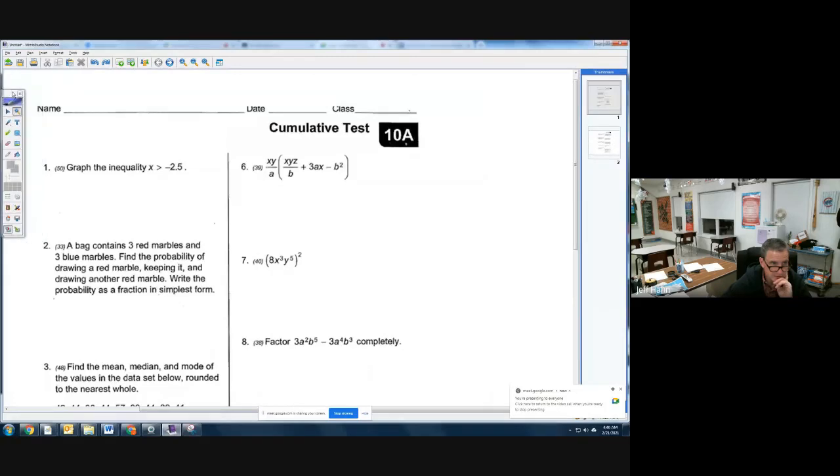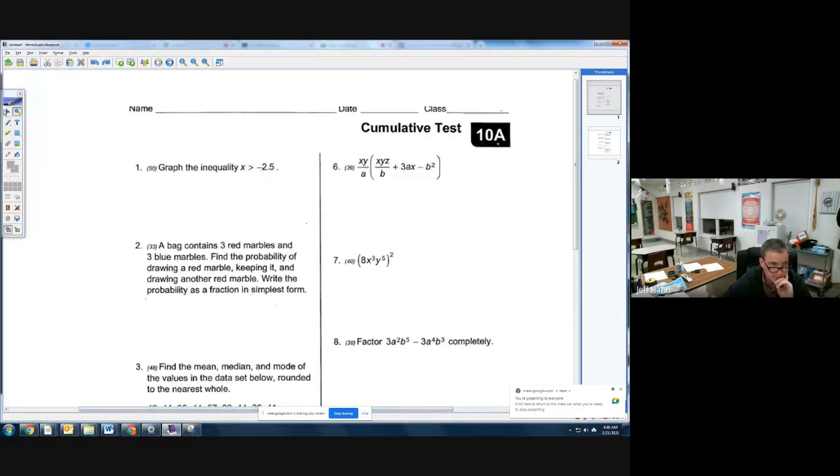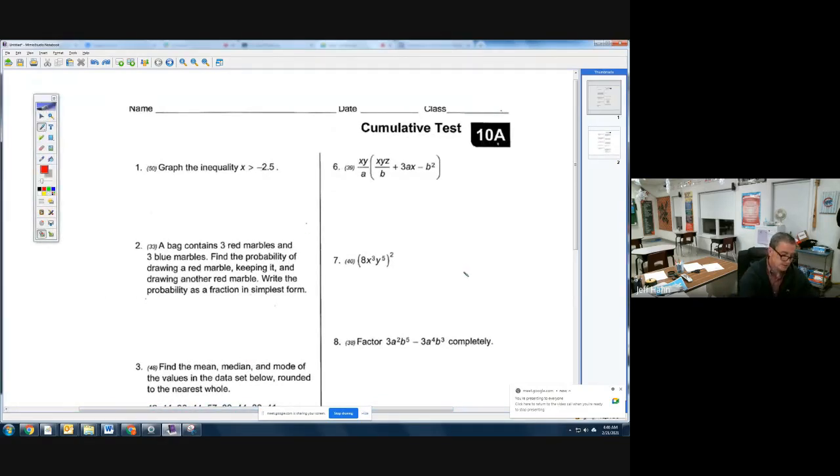You may want to jot down some notes, because it's probably the wise thing to do. So here we go. They don't get any easier than starting off easy. Look, graphing x at 2.5, children, pretty simple here. You don't have to solve anything. It's negative 2.5, and there's no equal sign, so it's an open circle. So all you need to do is this.